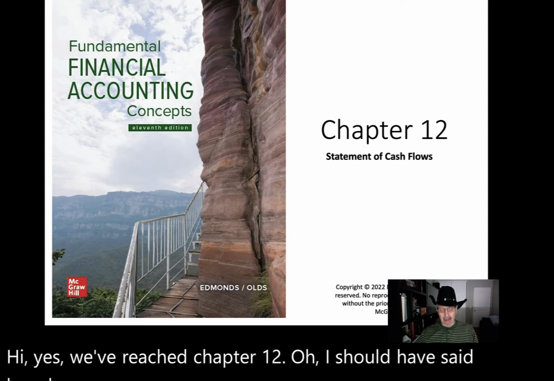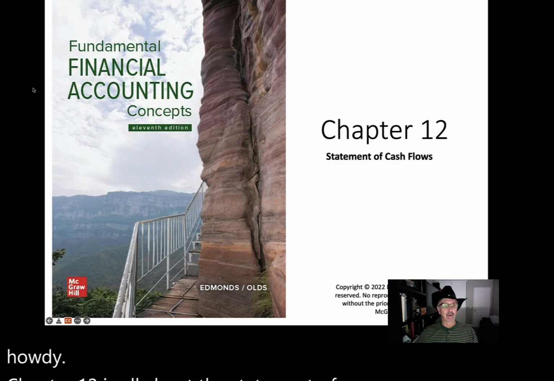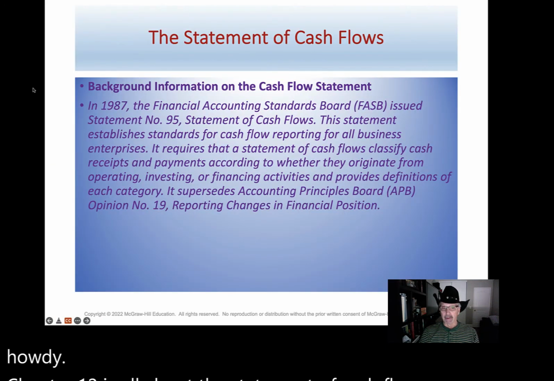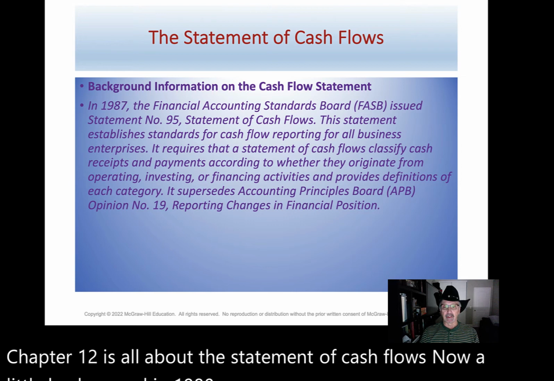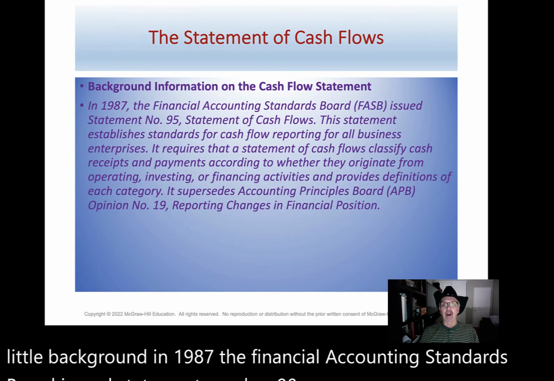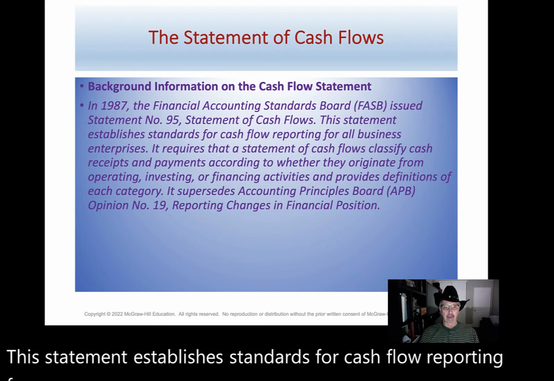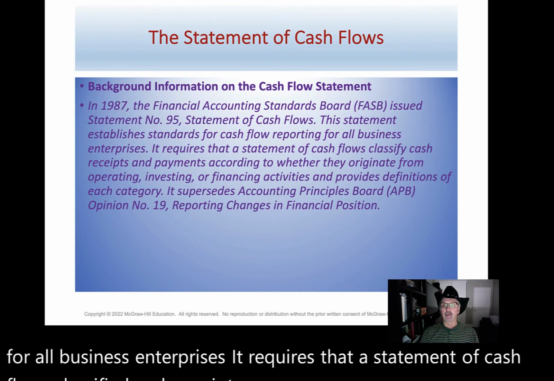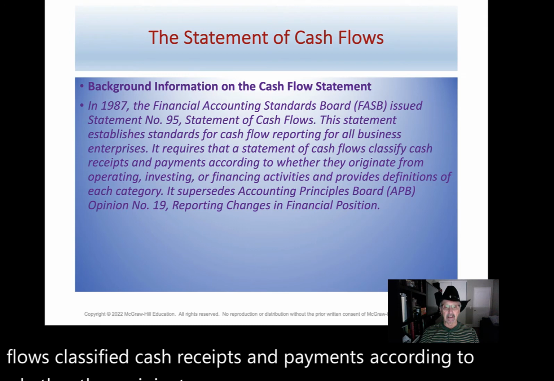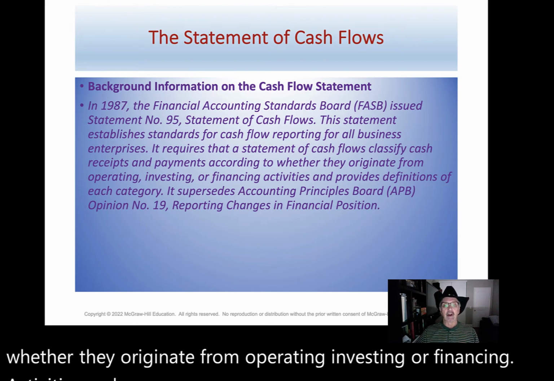Chapter 12 is all about the statement of cash flows. Now, a little background. In 1987, the Financial Accounting Standards Board issued statement number 95, Statement of Cash Flows. This statement establishes standards for cash flow reporting for all business enterprises. It requires that a statement of cash flows classify cash receipts and payments according to whether they originate from operating, investing, or financing activities and provides definitions of each category.